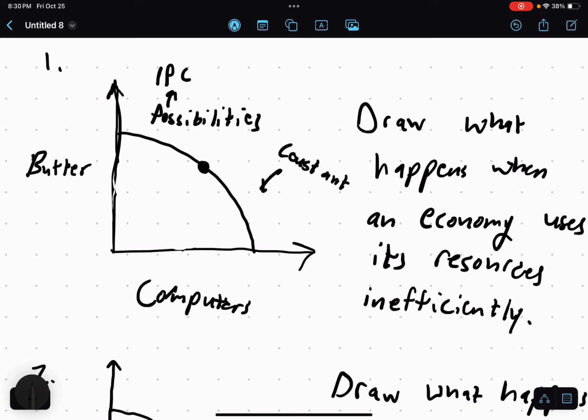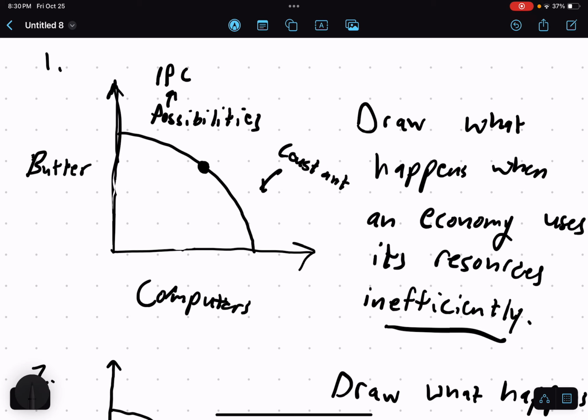Because if you look at the question, it's asking what happens when the economy uses its resources inefficiently. It's not saying that it has a lack of resources, it's just saying that it's using its resources inefficiently. So technically, the possibility of the production in the economy is still at this curve. It's just that they're not using it effectively. The only time the curve would actually shift downward is if, for example, they lost resources, right? Then it would shift downward.